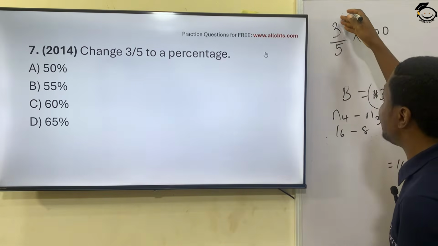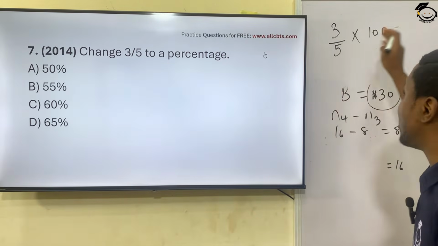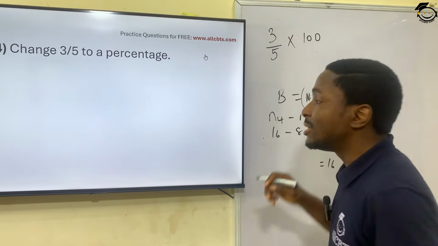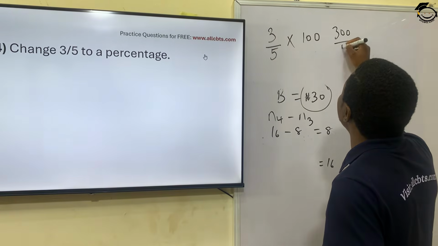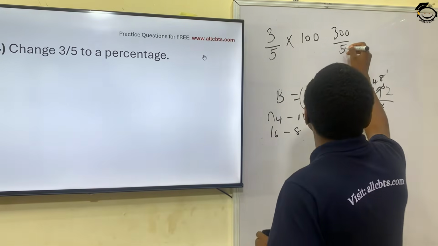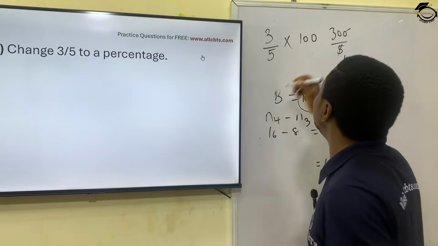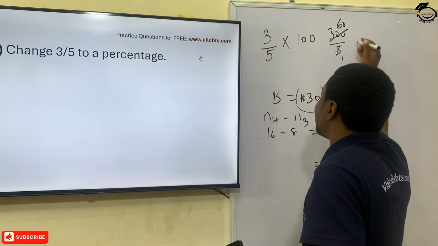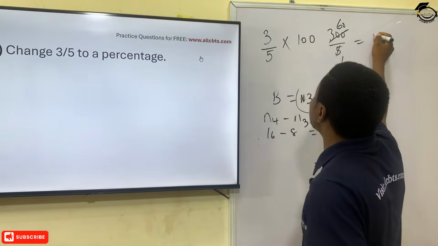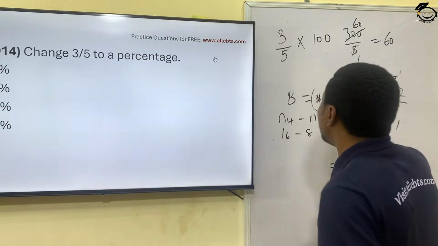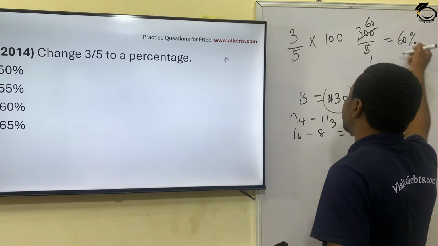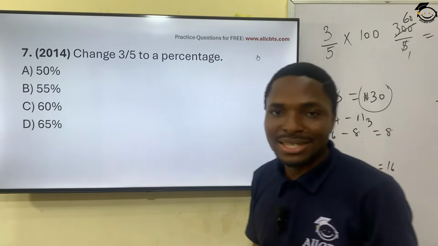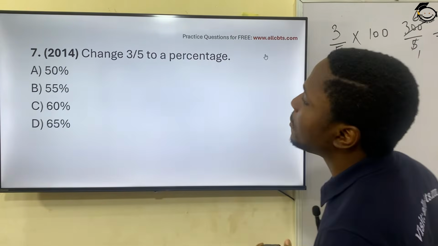So it's either you first divide this, then multiply your answer by 100, but the easiest way is 3 times 100, 300 over 5. So by the time you use your denominator to divide your numerator, what you have is 60. Now you have 60 over 1, which is simply put as 60. Don't forget to put your percentage, because 100 is the percentage. So don't forget to put your percentage. So your correct option is C, 60%.